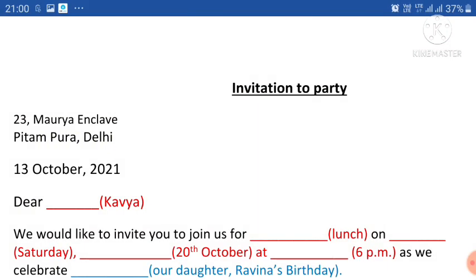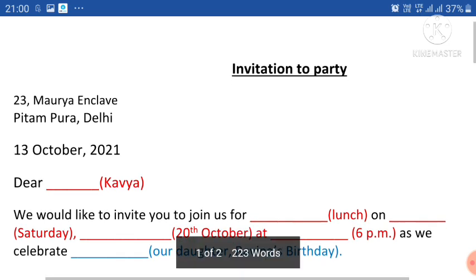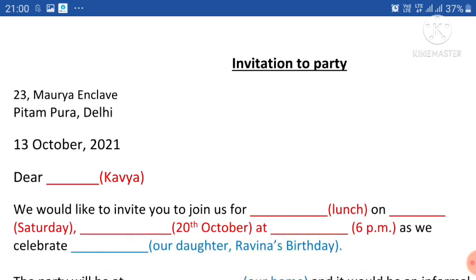I have very particularly made these letters for you to understand in a better way. In formal letters, you will see them. Invitation to party. Now, which party will you come to see? See how your self-address goes at the very top: 23 Maurya Enclave, Pitampura, Delhi. And then comes the date. You leave a line and write the date. Again leave a line, write dear.